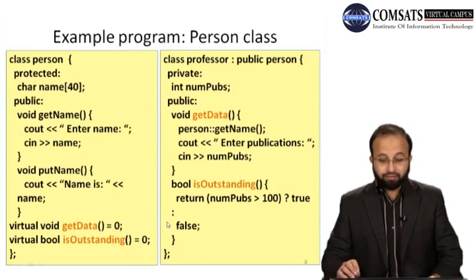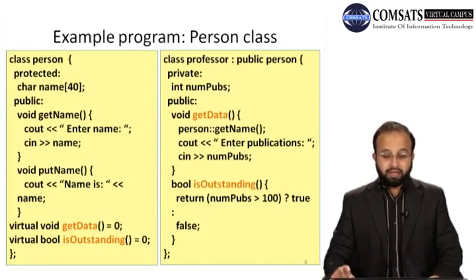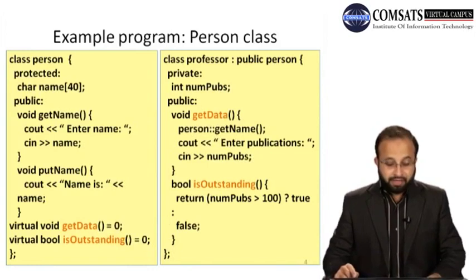Now, public inheritance का मतलब ये है कि object of professor class can access the public functions of the base class as well. ठीक है. So base class के जो function हैं get name और put name, इन दोनों को access किया जा सकता है. So get data का function सबसे पहले get name का फंक्शन कॉल करेगा जो कि पर्सन की क्लास का फंक्शन है. ठीक है.